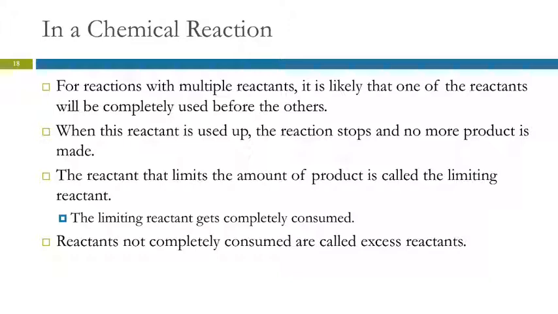There's a lot of words on these slides. So when we have a chemical reaction with multiple reactants, one of those is probably going to get used up. Just like with the sauce, we use up one of the reactants, the reaction stops, no more product. The reactant that gets used up is the limiting reactant, and it limits how much product we can make. The other reactants are in excess. We have extra of them.